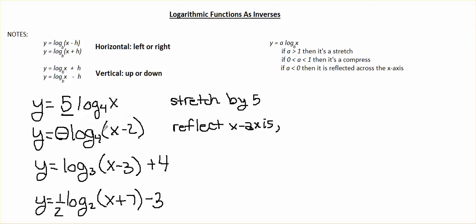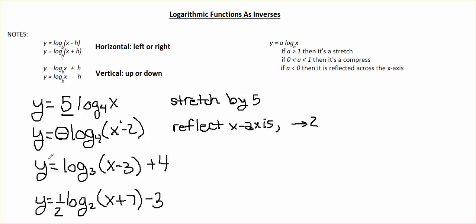But now we have these parentheses here. We're subtracting 2 from x before we actually do our logarithm. And that tells me we have a horizontal translation, and a subtraction has always been movement to the right. So we're moving this graph to the right by 2. All right, no more numbers there, so let's take a look at our third example.